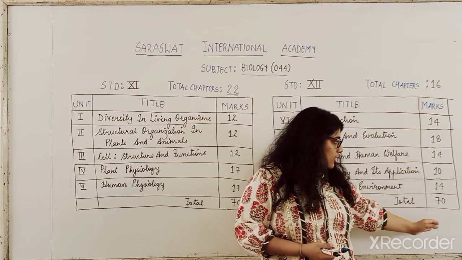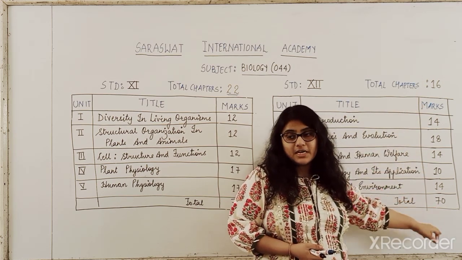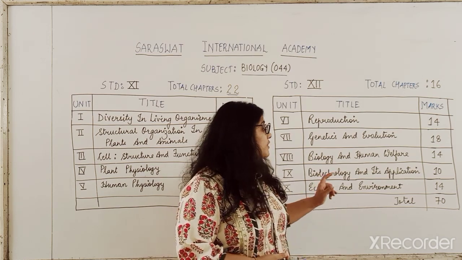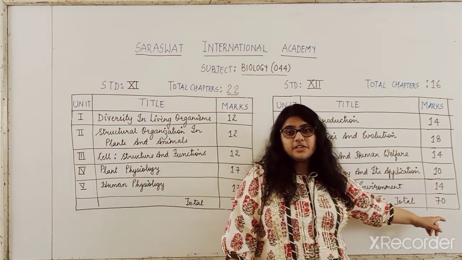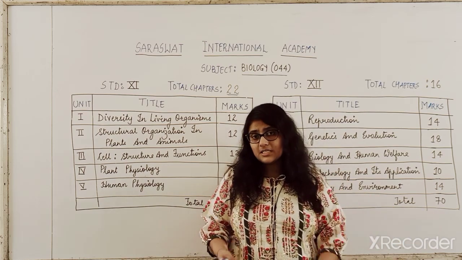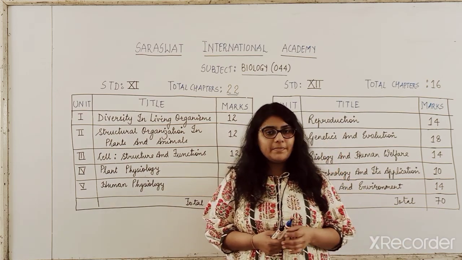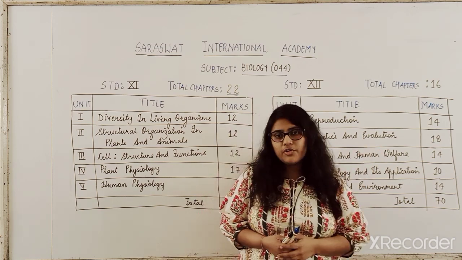So when you total all this, you will get 70 marks. So again, your board examination of 12th standard, the theory examination, will be of how many marks? 70 marks. And the remaining 30 marks will be of the practical, which gives a total of 100 marks.